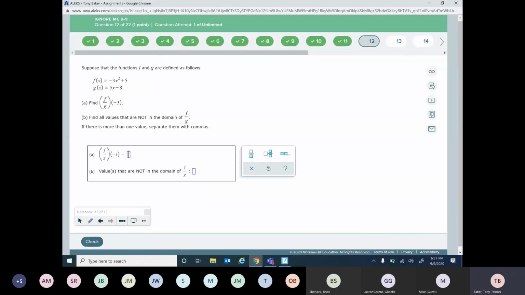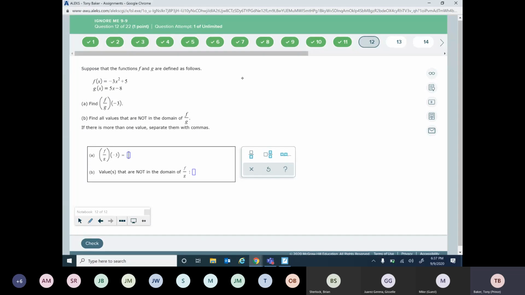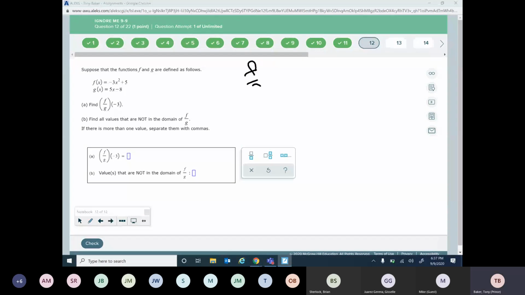Next one. So now this one is f divided by g. So we're going to divide these two. And then we're going to plug in the negative 3. But they're also asking me for the values that are not in the domain. So if you remember from, I can't remember if it was the last class or the one before that one, we actually did the domain values and figure out how to solve them. So you're going to need to do that in this problem as well. So my function f over g of x is negative 3x squared plus 5 over 5x minus 8.